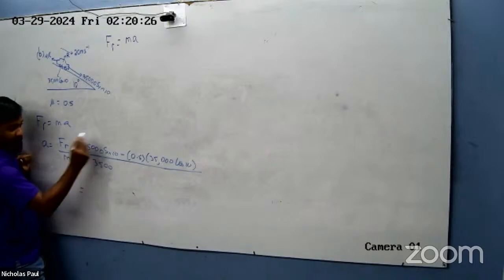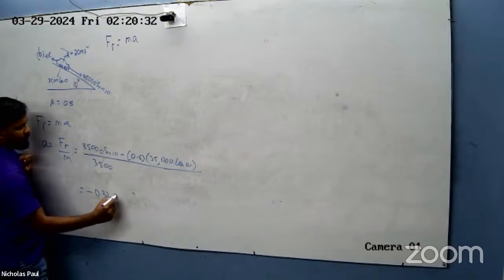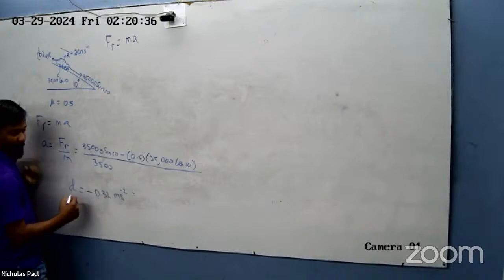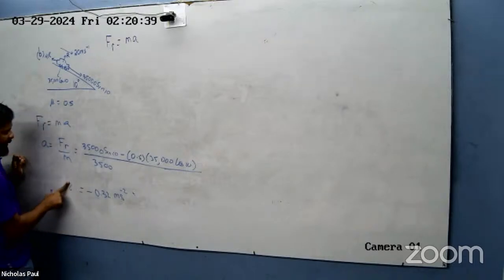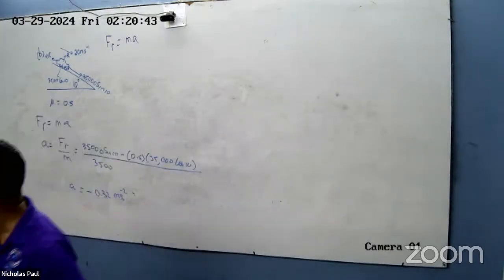Minus this whole thing, minus 0.32. I put D for deceleration. I put E, right? You should know it's acceleration. Deceleration.